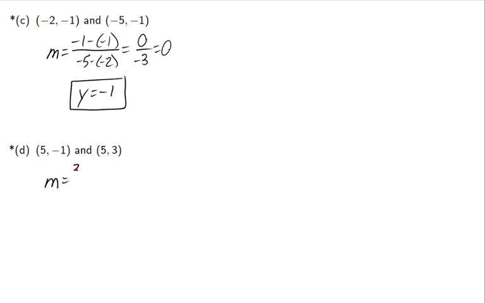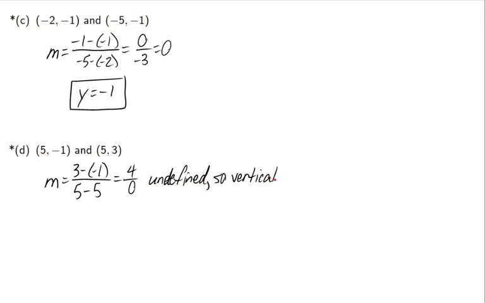Next one is 3 minus -1 over 5 minus 5. I get 4 over 0, which is undefined. Since I'm getting an undefined slope, I know that means a vertical line. For a vertical line, the equation is x equals, the common x coordinate here is 5. So that's the only way to tackle this particular problem. Make sure that whatever x value is repeated, that's the one that we use for our point.